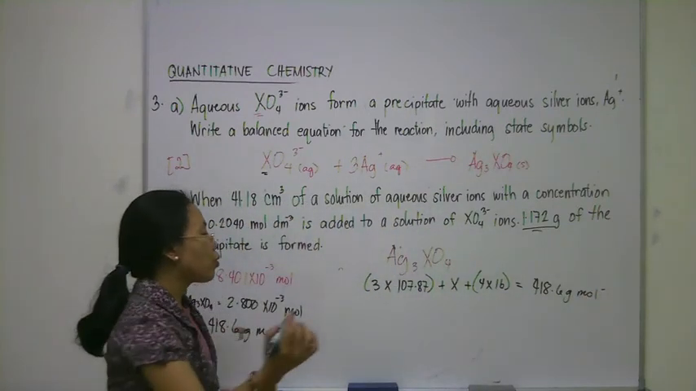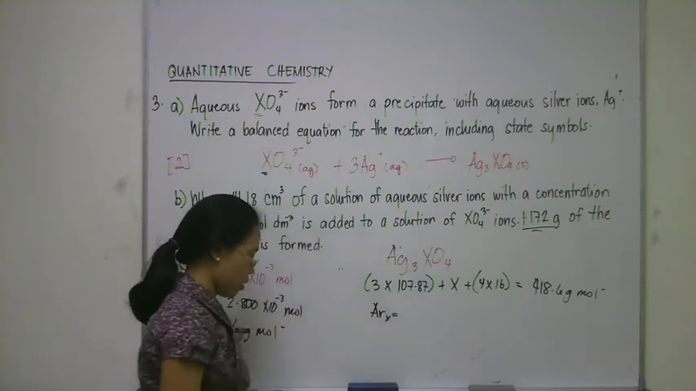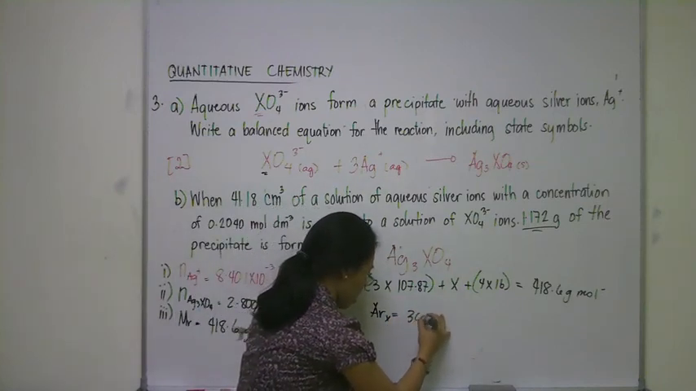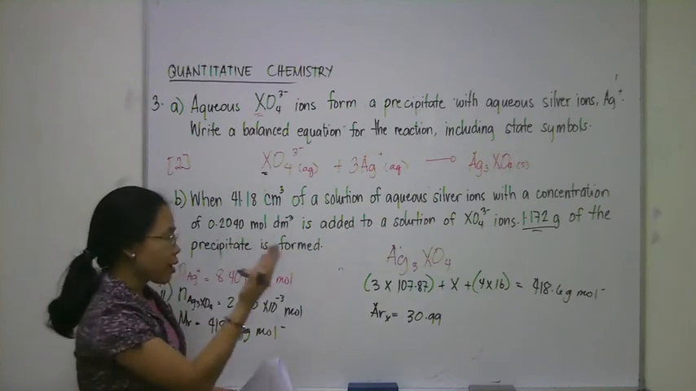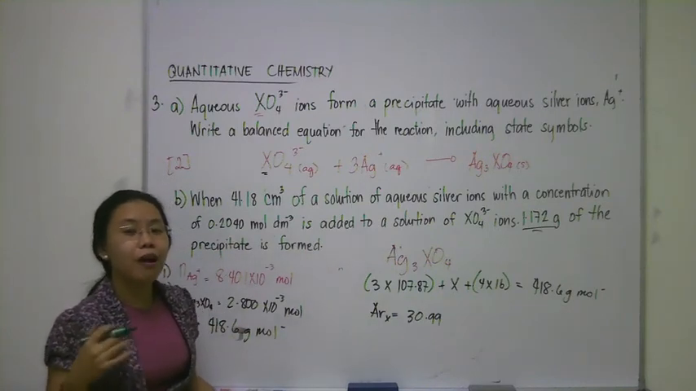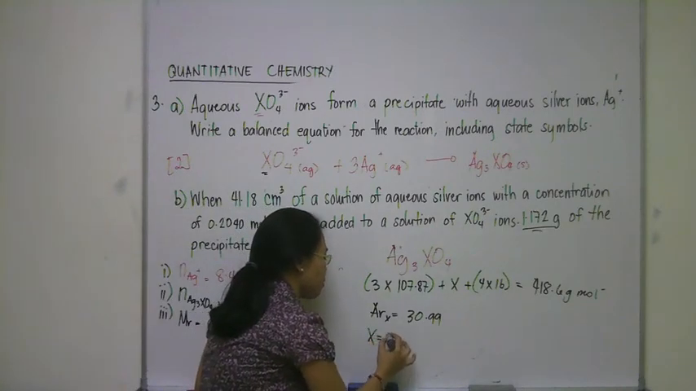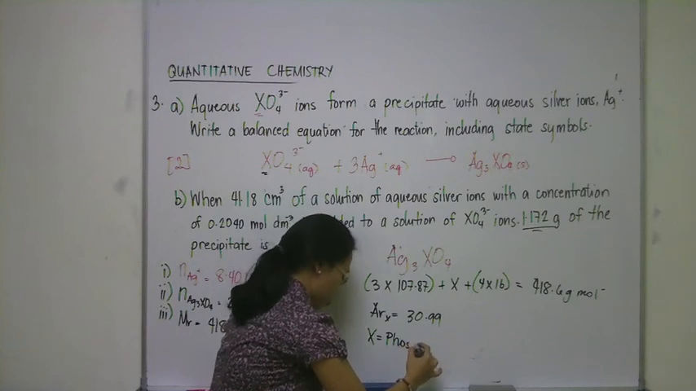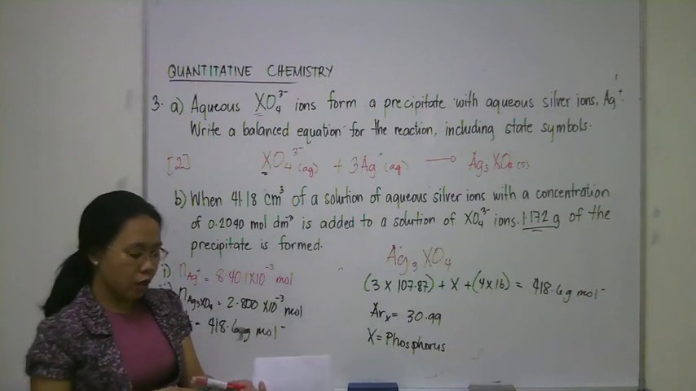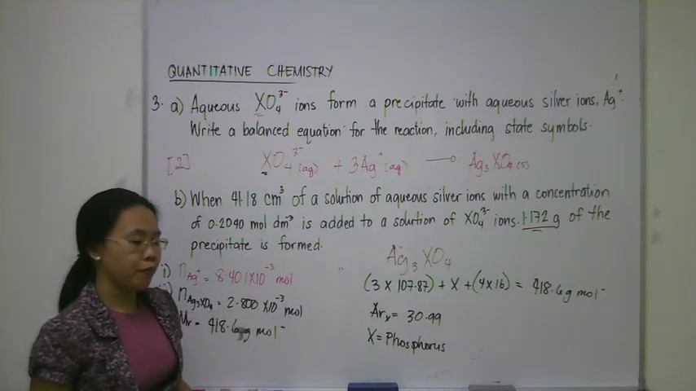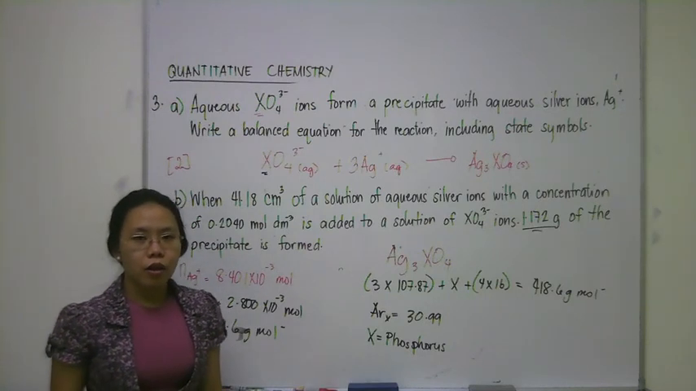So the AR of X is equal to 30.99. So you will have 2 marks for calculating the AR of X and for identifying what X is. X is phosphorus. Okay, so you can use the periodic table to find the identity of your X. Okay, so that's it for the first chapter.